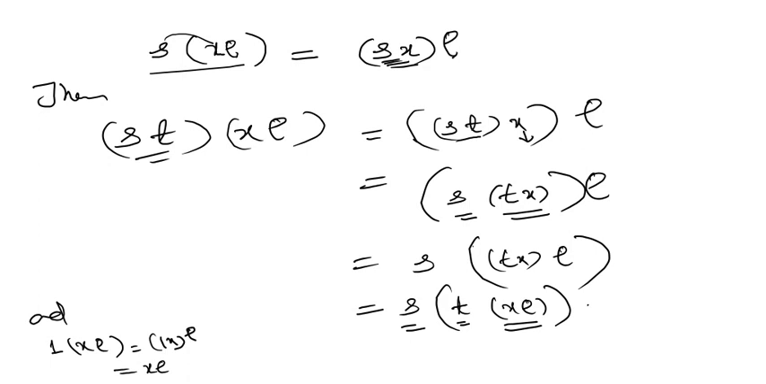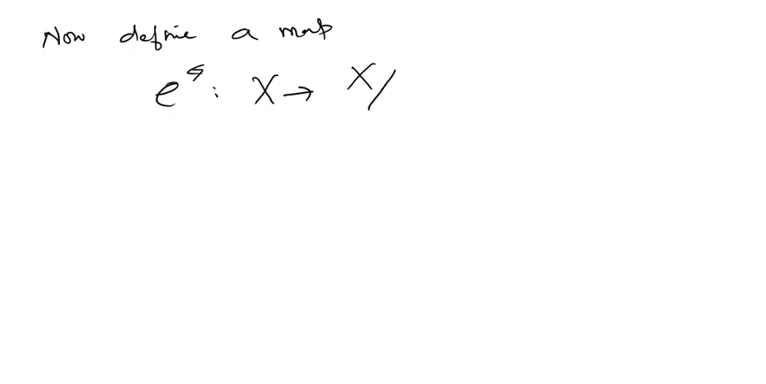So define a morphism, rho natural. Now define a map. Let's define this map, which we denote rho natural, from X to X over rho, which maps each element of X to its rho class, the rho class of x.